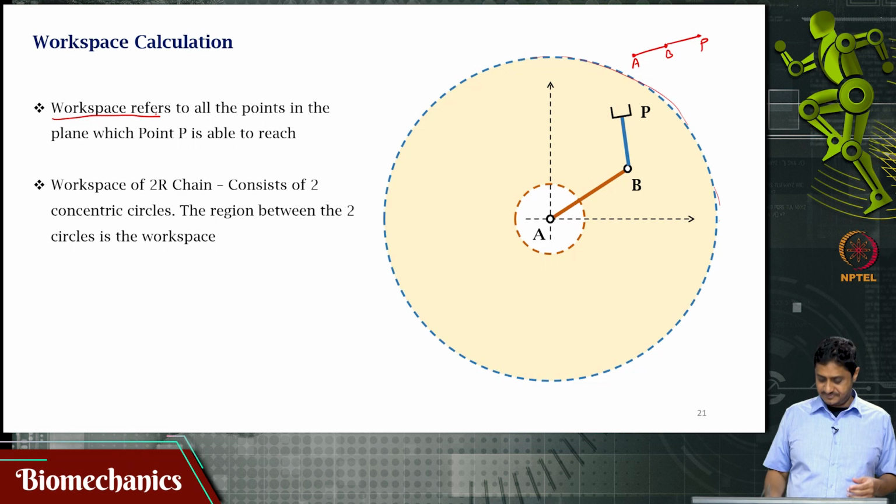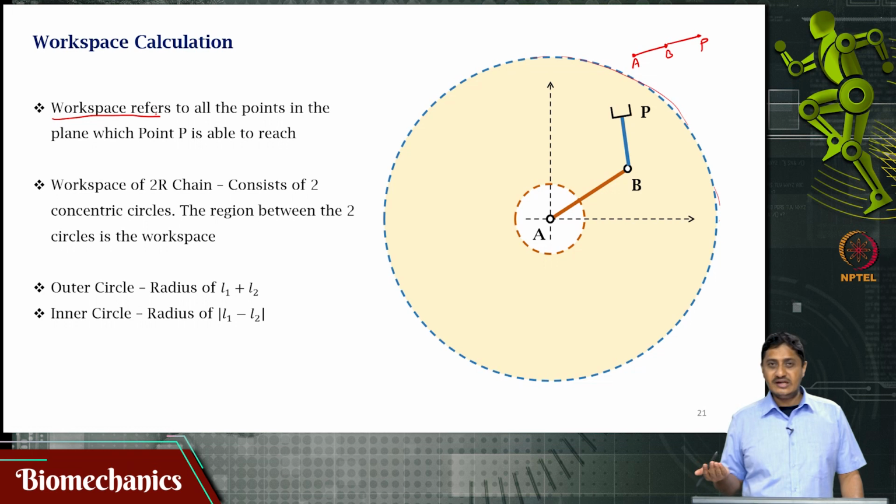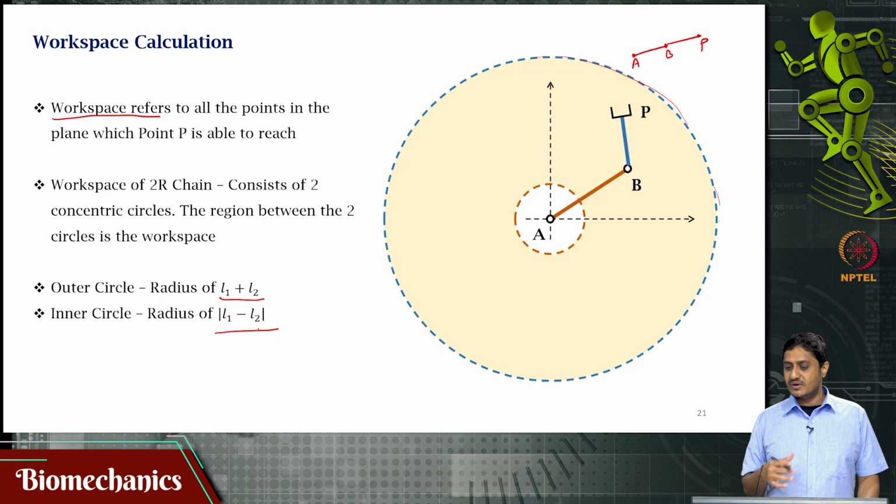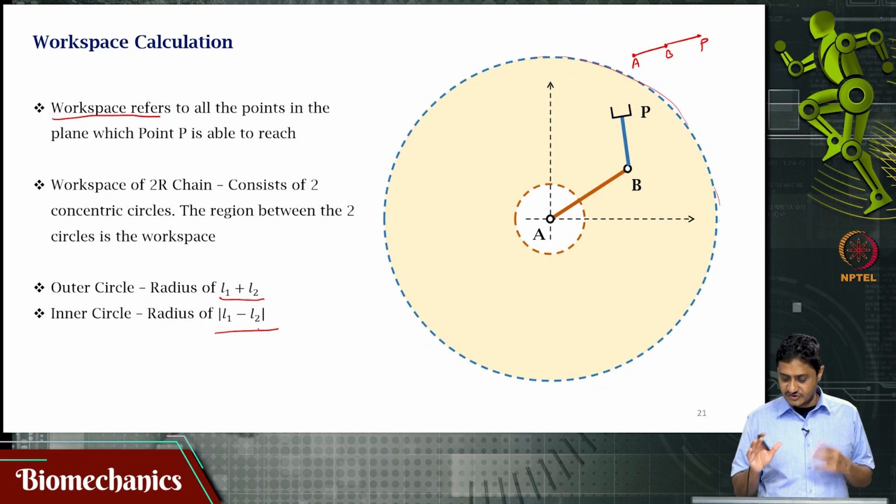Remember, this is a function of the link lengths L1 and L2. The outer circle has a radius of L1 plus L2. The inner circle has a radius of modulus of L1 minus L2. Of course, if L2 is greater than L1, this inner circle will essentially vanish. But for the purpose of discussion, we must have this more non-obvious case.